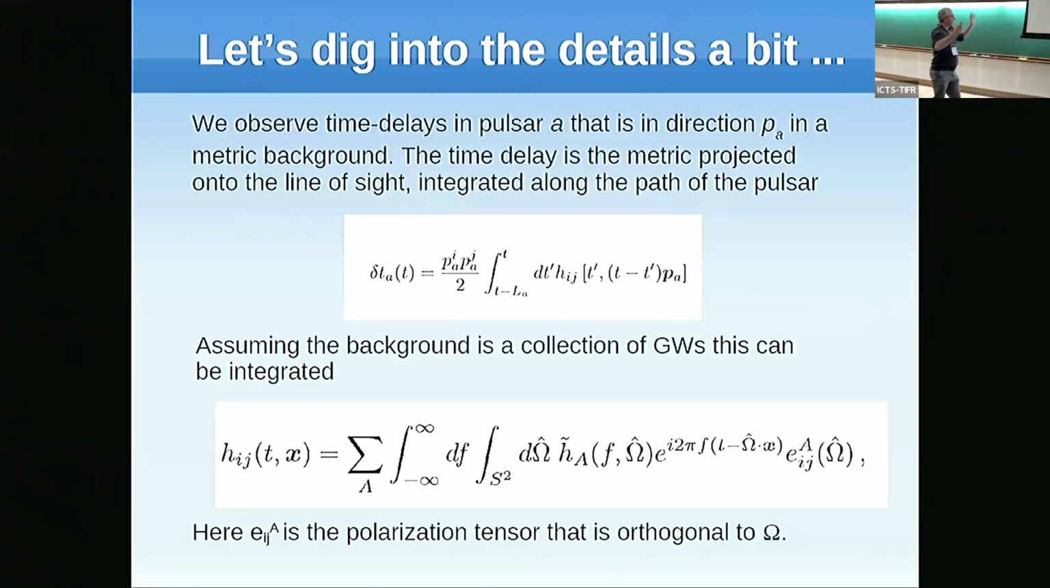We just say, okay, h_ij is just a collection of waves, and you can always Fourier transform your h_ij, so this is true in principle in general. So e here is the polarization, which comes out of the h_ij, and it's always orthogonal to the direction of the gravitational wave. Right? So e_ij is orthogonal to omega hat in our notation.